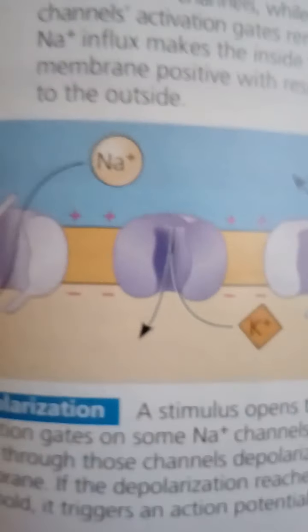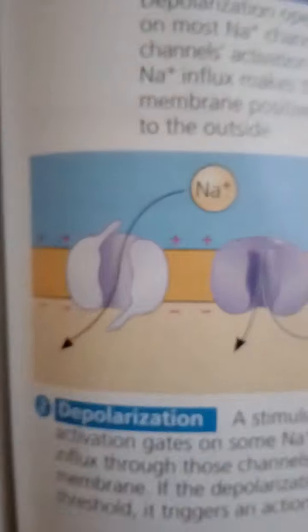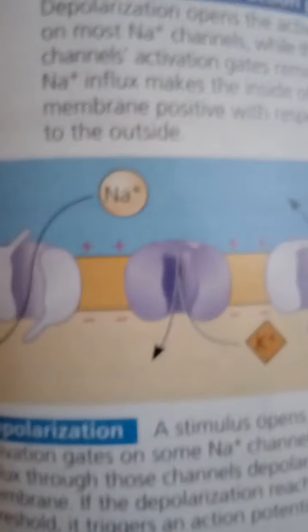Stage two, the answer. Notice that when a stimulus depolarizes the membrane, the activation gates on some Na-positive channels open, allowing more Na-positive to diffuse into the cell. The Na-positive influx causes further depolarization, which opens the activation gates on still more Na-positive channels, allowing even more Na-positive to diffuse into the cell, and so on. Notice stage 3, the rising phase of the action potential. Once the threshold is crossed, this positive feedback cycle rapidly brings the membrane potential close to the equilibrium for Na-positive during the rising phase.